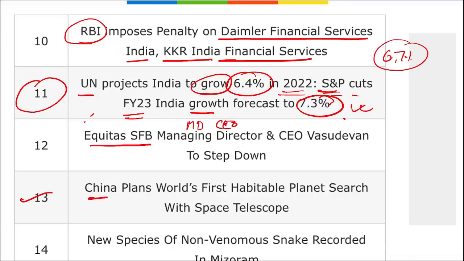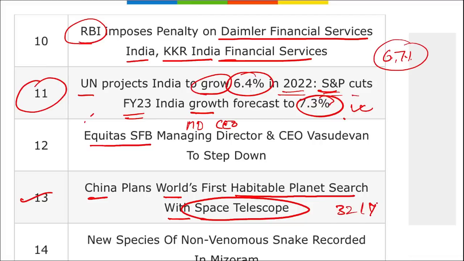Moving on, China has planned to set up the world's first habitable planet search with space technology, and they will be searching for an Earth-like habitable planet in space for nearly 32 light years. All right, in the range of 32 light years. Then next, remember, new species of non-venomous snakes were recorded and found in Mizoram. So friends, that was everything you need to know for today's current affairs.